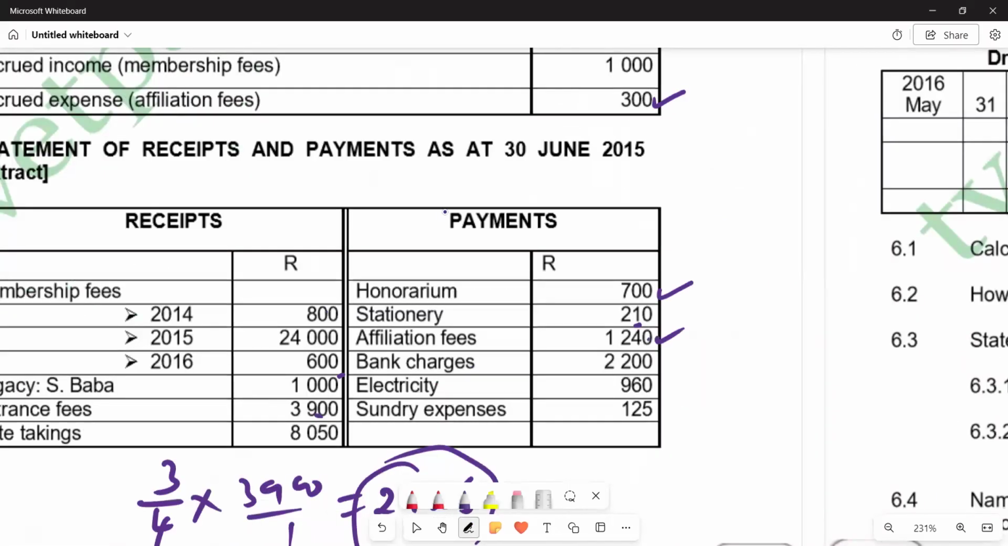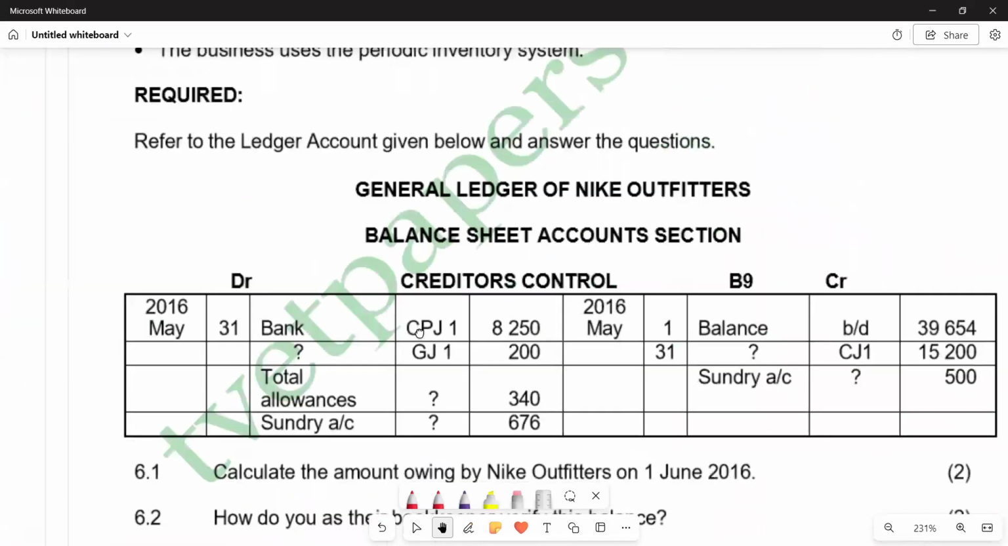So according to the matching principle, what doesn't belong to this period, we should remove it. So this 300 is for the previous period, but it was paid in this period. So you have to remove it from inside the 1,240, so that we are left with the affiliation fees for this period only. So we go there and make that adjustment.